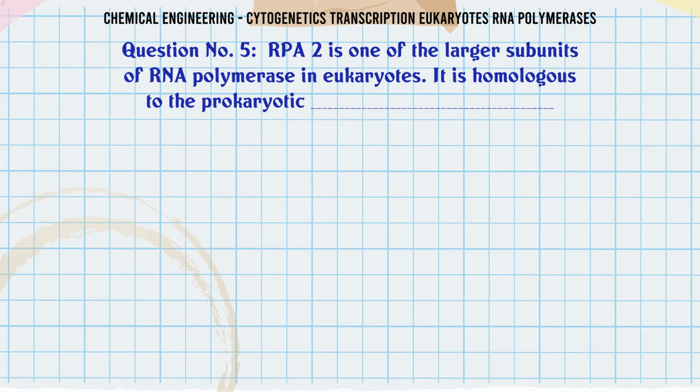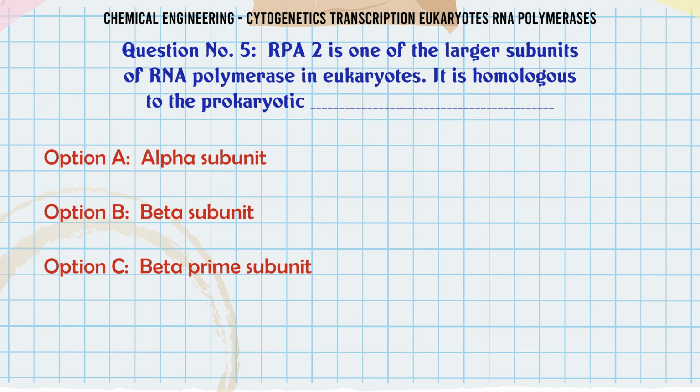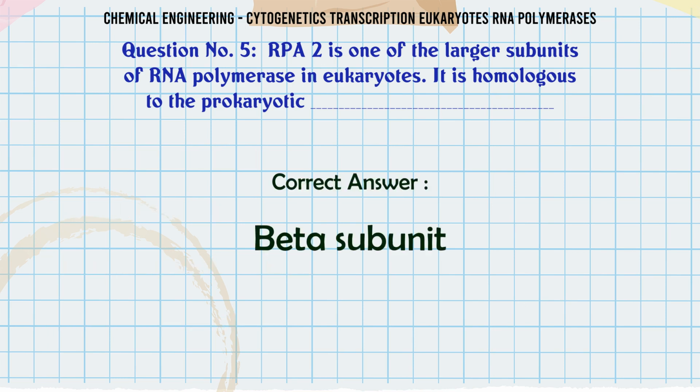RPA2 is one of the largest subunits of RNA polymerase in eukaryotes. It is homologous to the prokaryotic A: alpha subunit, B: beta subunit, C: beta prime subunit, D: omega subunit. The correct answer is beta subunit.